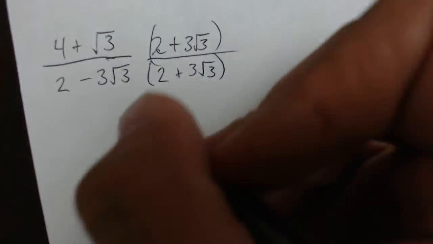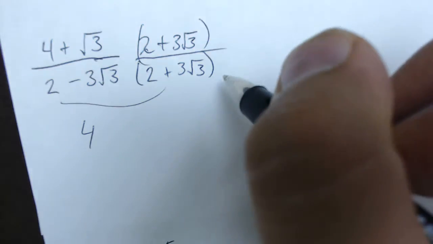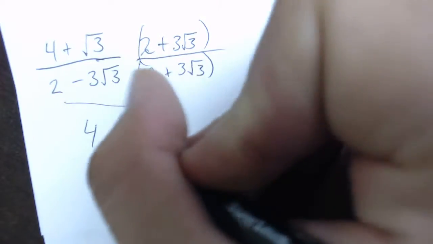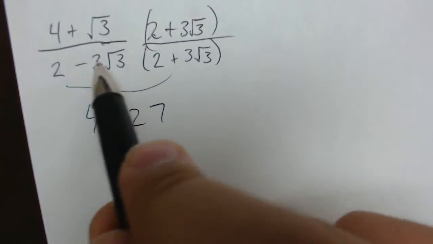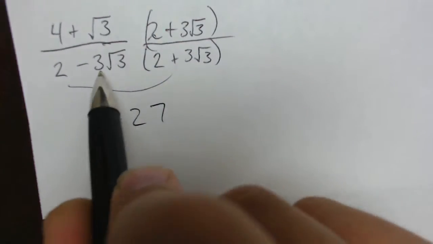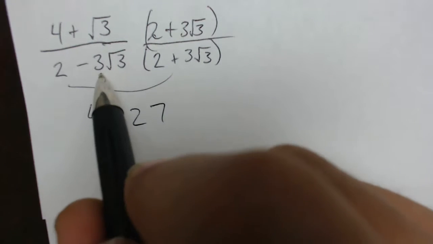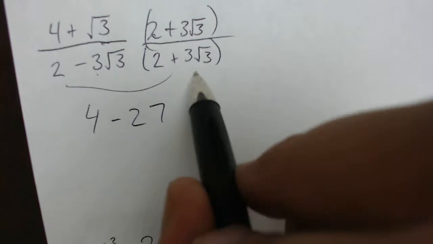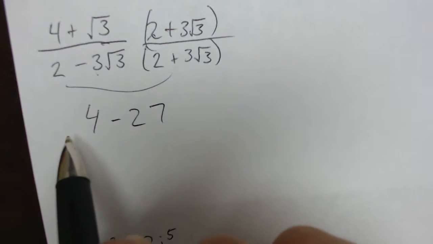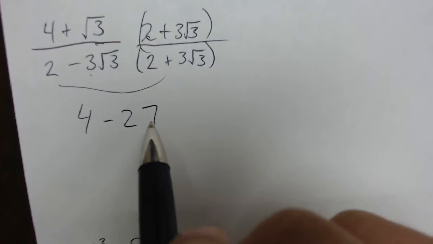Now on the bottom, when we FOIL this, 2 times 2 is going to give us 4. Negative 3 root 3 times 3 root 3 will give us negative 9 times 3, which is negative 27. I can completely ignore the middle term because I changed my sign, meaning it will cancel. Here I would get negative 6 root 3, here positive 6 root 3. They cancel, so my denominator is simply 4 minus 27.